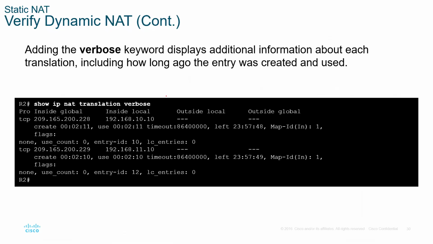Can I see when it was created? Is this not time? This is time as well. When it was used, when it was created, what is left? I'm not so sure of this. But basically that is part of our show IP NAT translation verbose command.